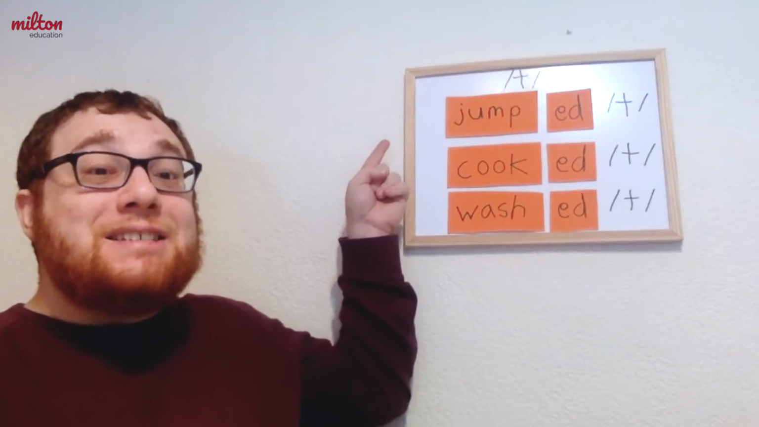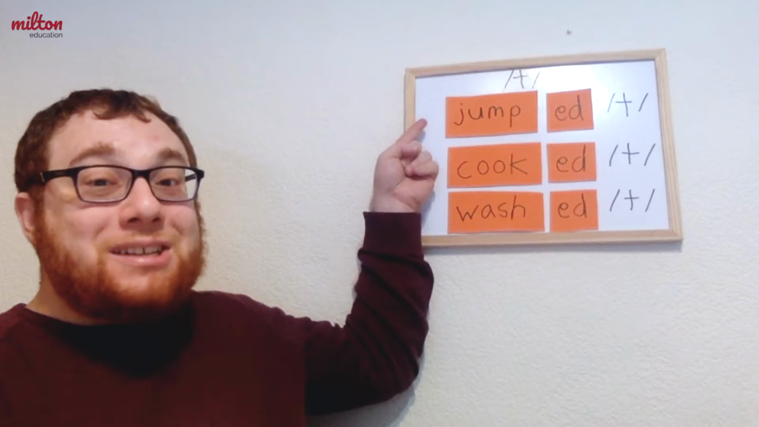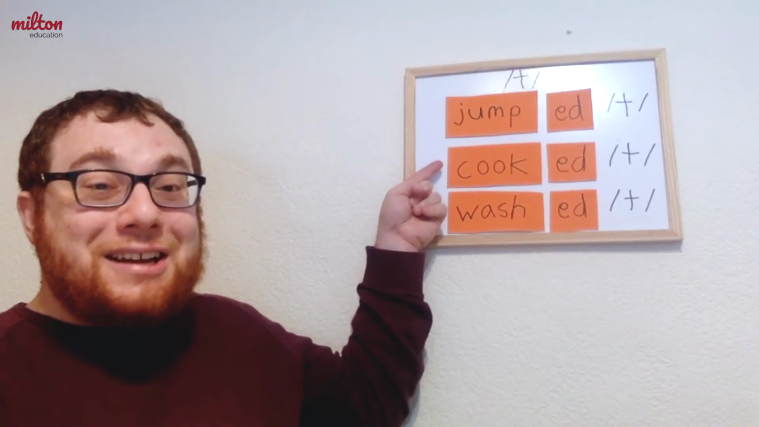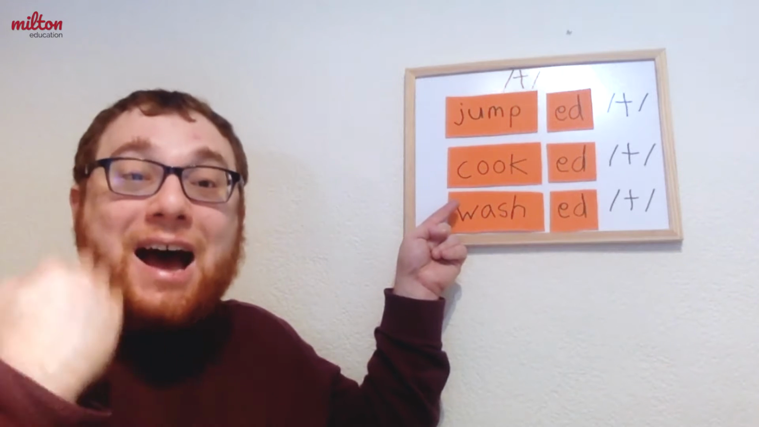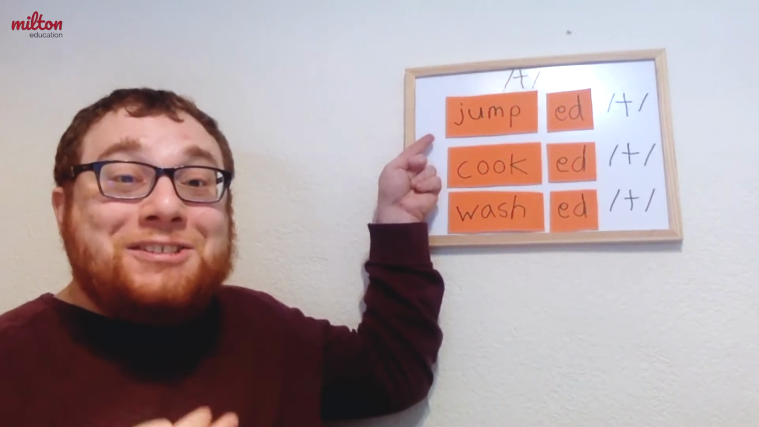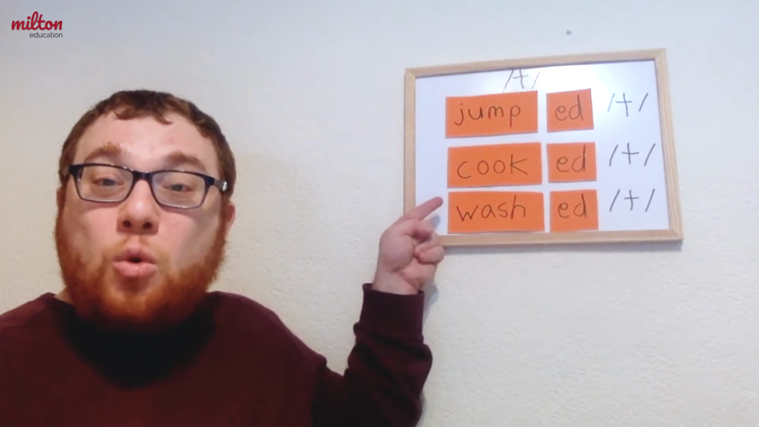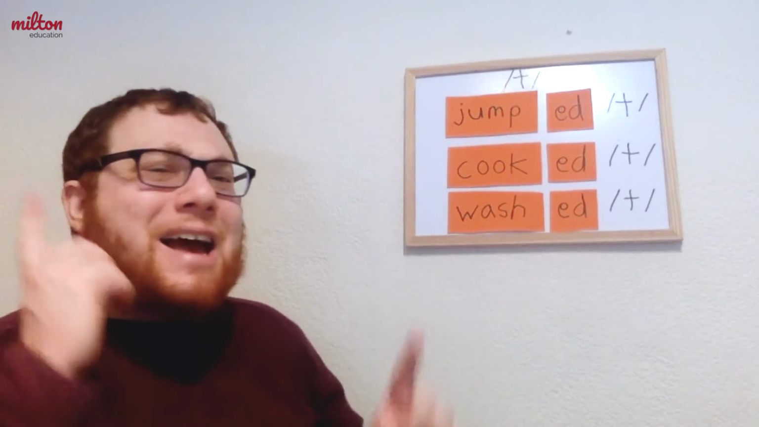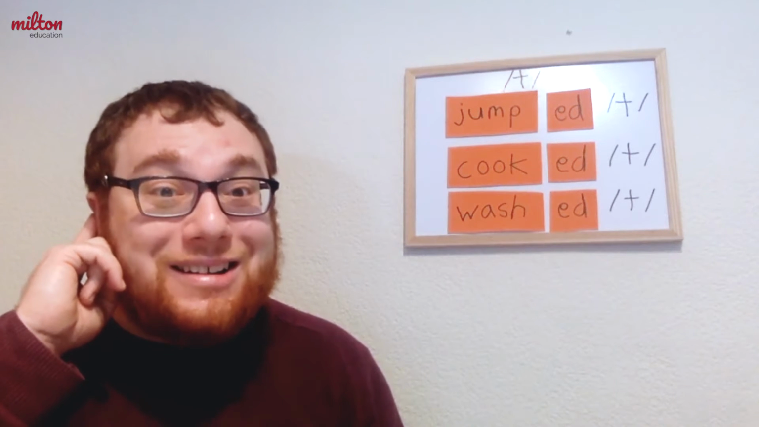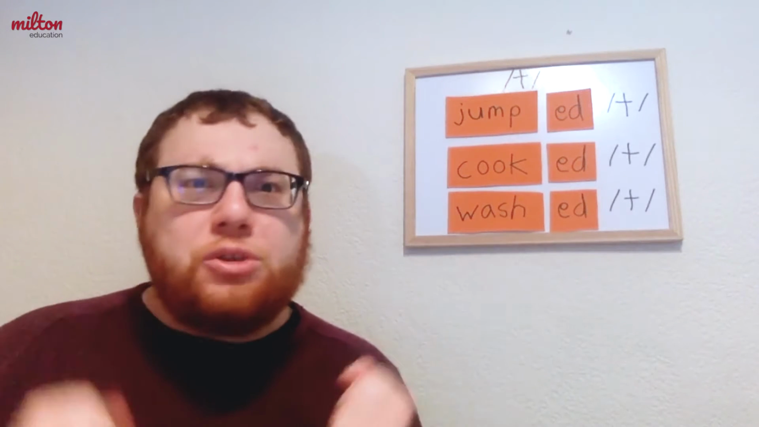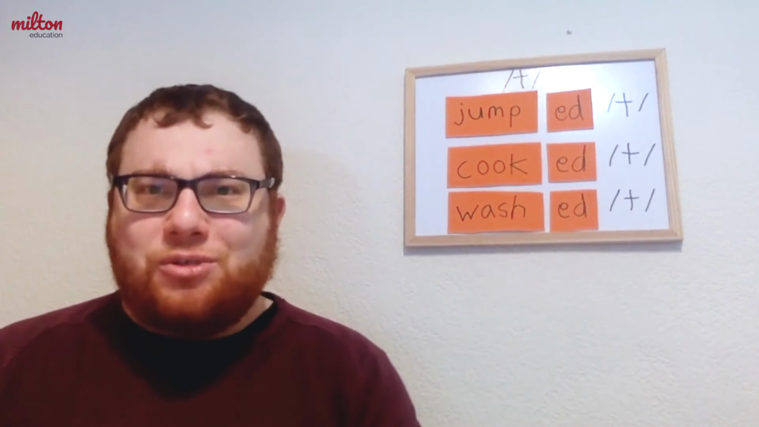We can see this sound in past simple verbs like jumped, cooked, and washed. Repeat the words after me. Jumped, cooked, and washed. Can you hear the T sound at the end of the word? Why do these past simple verbs make a T sound?